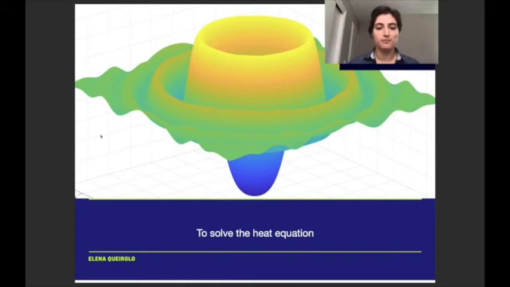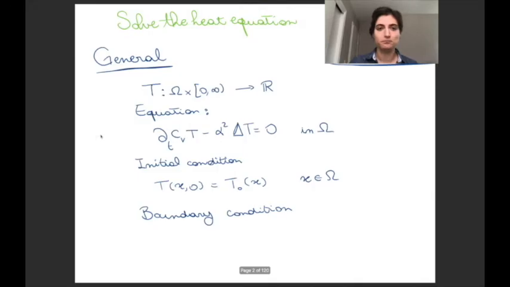Let's get to the meat of the matter. Let's try to solve the heat equation. So, in general, we want to solve the heat equation. We're going to look for a temperature that goes from a domain and a time and gives us a real value. We have built up the equation.